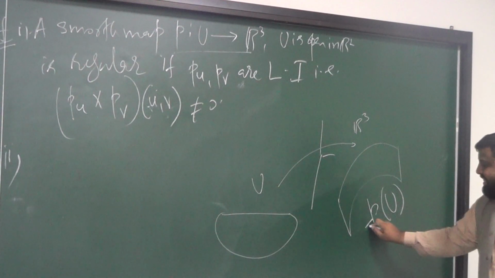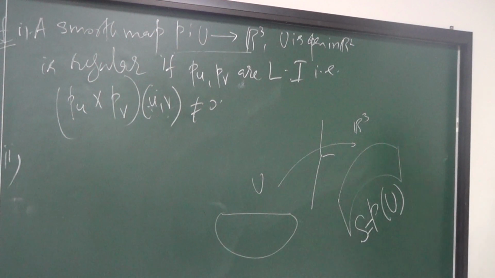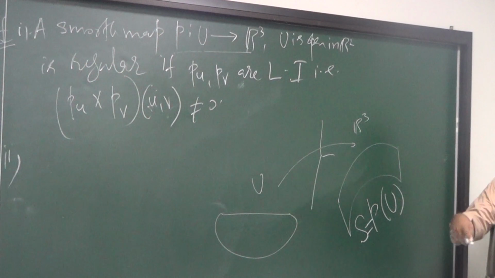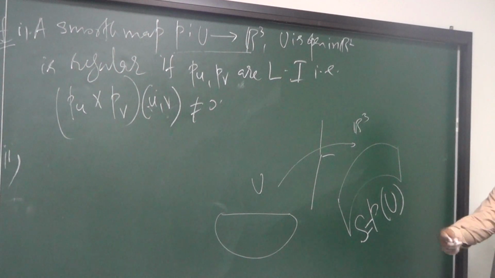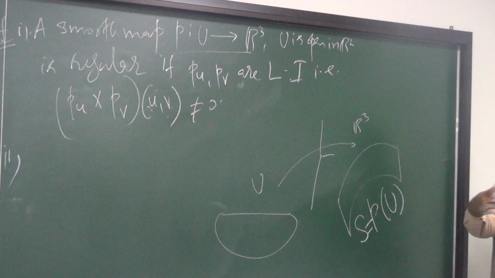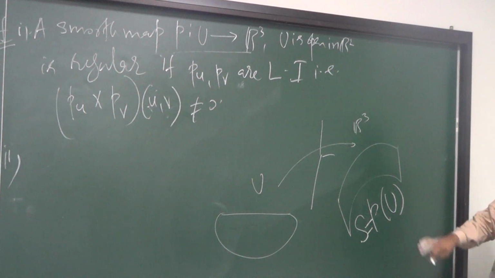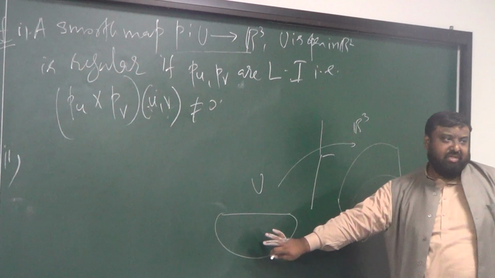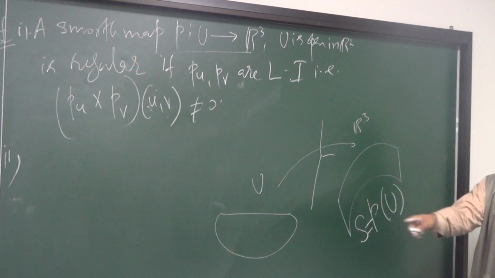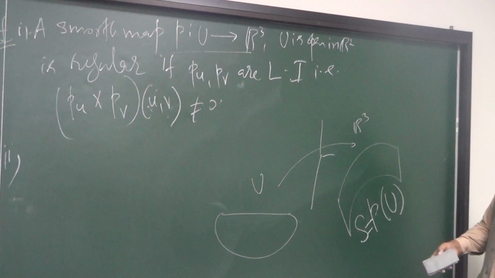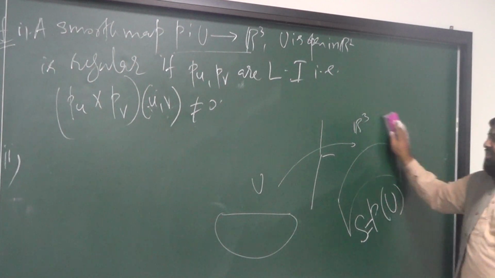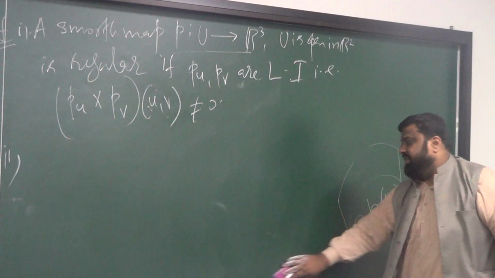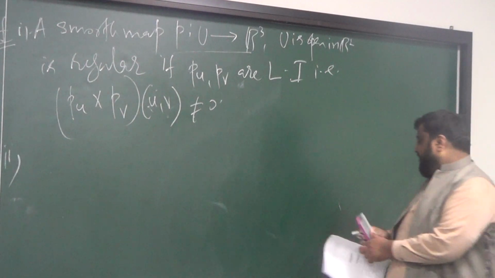And I'm going to call this the surface. Previously the curves were identified by regular paths. So here the surfaces will be identified by regular such kind of maps, a parametrization. Is it making sense? It's very analogous.